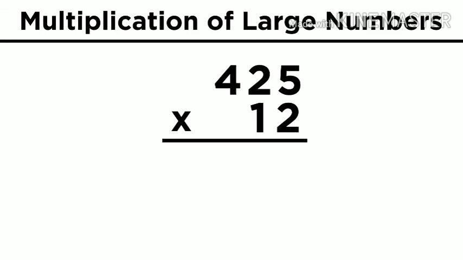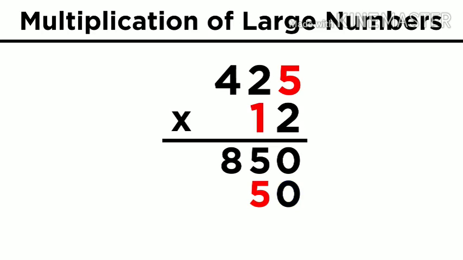Once again, we certainly can follow the rigid algorithm. We put the larger number on top. 5 times 2 is 10, so we put a 0 and carry the 1. 2 times 2 is 4, plus the 1 gives us 5. And 4 times 2 is 8. Now we are done with the 2 in 12, so let's do the 1. Remember, we place a 0 in the units place here, since we are multiplying through the tens place. 5 times 1 is 5, 2 times 1 is 2, and 4 times 1 is 4.